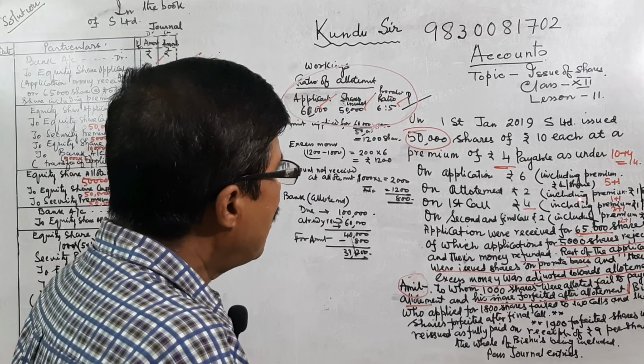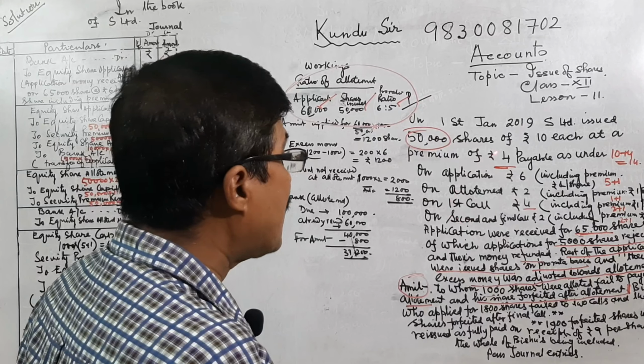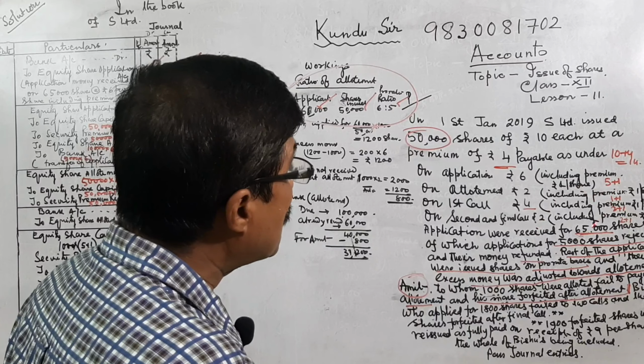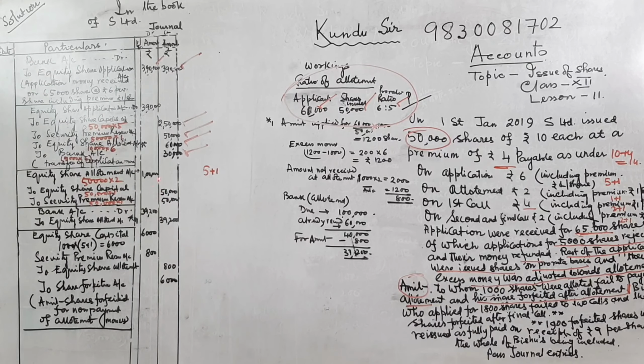One for allotment, which is to be transferred to share capital account, and one which is to be transferred to share premium account or security premium reserve. That is 50,000 into 2, 1 lakh, equity share capital; security premium reserve 50,000 into 1, 50,000.